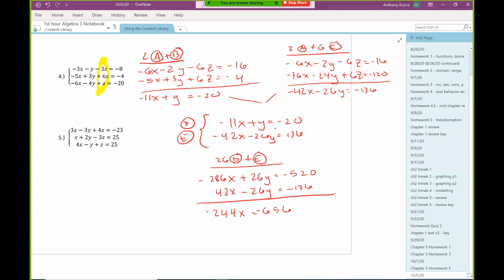Okay, so there's a mistake in there somewhere. I just checked it, and I get the same answer when I run it that way. So there's got to be something in here that's wrong. This is so frustrating. Do you see it?